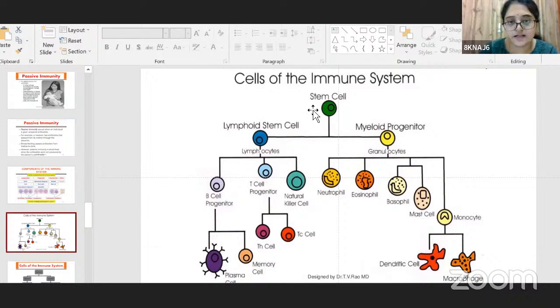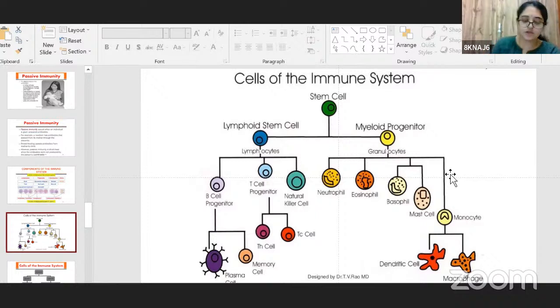That is why you have a lot of stem cell banks. This cell is able to produce all the rest of the cells that are present inside the body. So it is known as pluripotent or multipotent. It is able to differentiate into any other cell that is required.